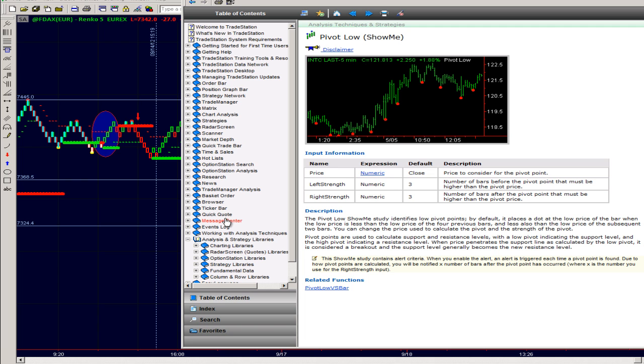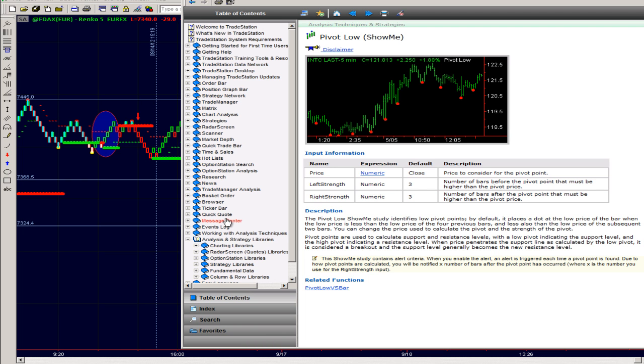The best thing to do, if you're not sure about it, is to go straight into the definitions area and learn about that indicator, because there's no point trading something that you know nothing about. So you want to get a little bit of an idea about what it does. You can see here that the default on this pivot is left strength 3, right strength 3.